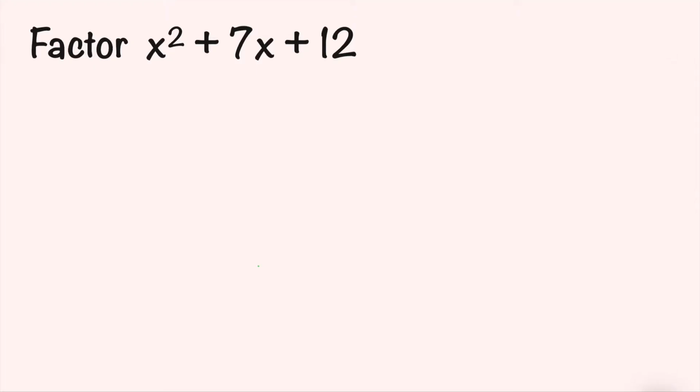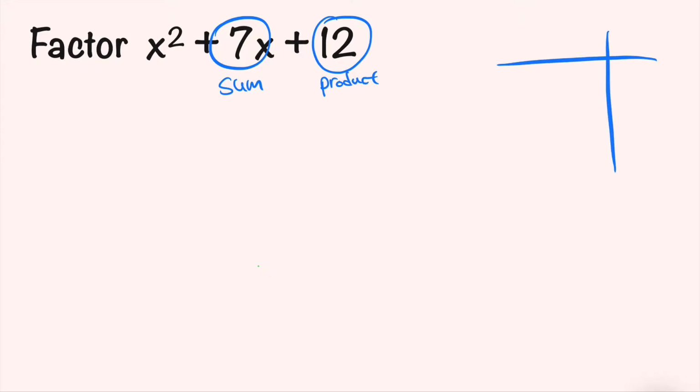Here's our first question. Factor x squared plus 7x plus 12. I'm going to solve this question first, and then I'll tell you why this works. What you need to do is to find two numbers whose product is 12 and whose sum is 7. So I'm going to draw this chart to keep track of all our products and sums. And we're going to try the numbers whose product is 12 first.